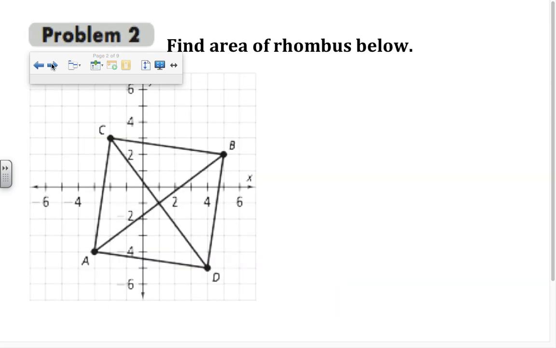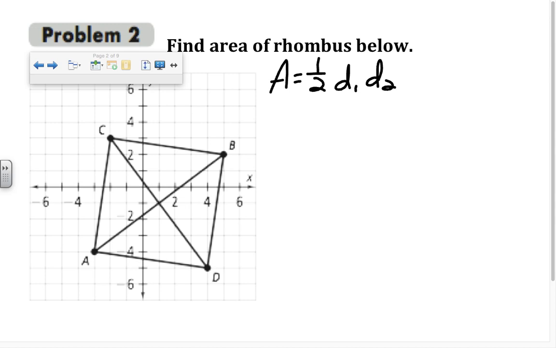In this problem, we are told that this is a rhombus. Remember how you find the area of a rhombus. Area of a rhombus is 1/2 diagonal 1 times diagonal 2. So we see in our diagram that segments AB and CD are the diagonals. Once again, we're going to use distance formula. This time we only have to use it twice.